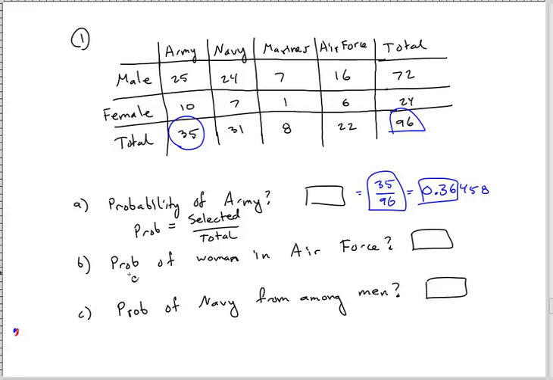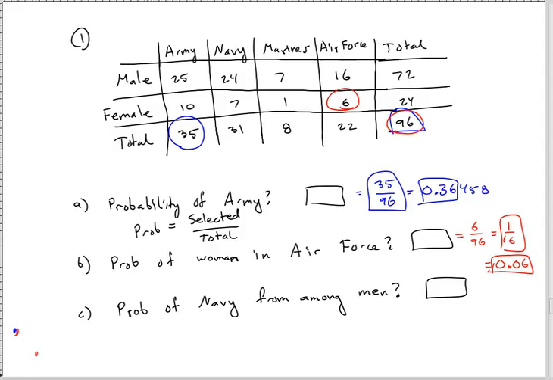Here's the next one. It says probability of a woman in the Air Force. So you want only the female Air Force out of the total. So in this case, it's 6 out of 96. Again, if you reduce it down, which I'm pretty sure will work, we get 1 over 16. But again, just get the decimal just in case. 0.0625, 2 decimal places. There you go. Cool. Not too bad.